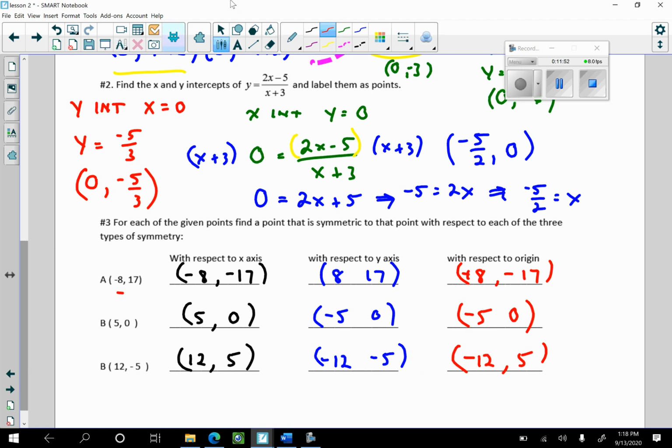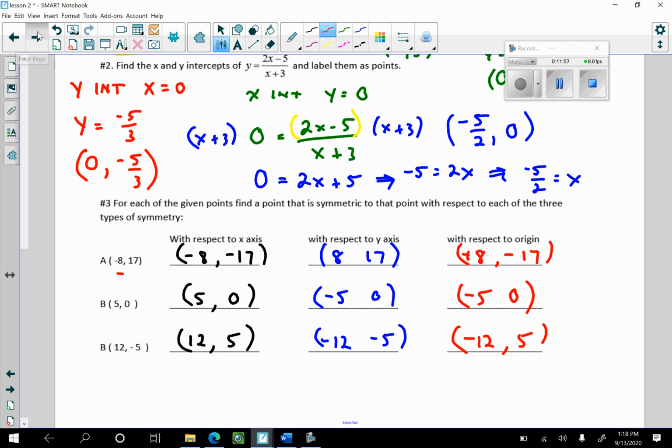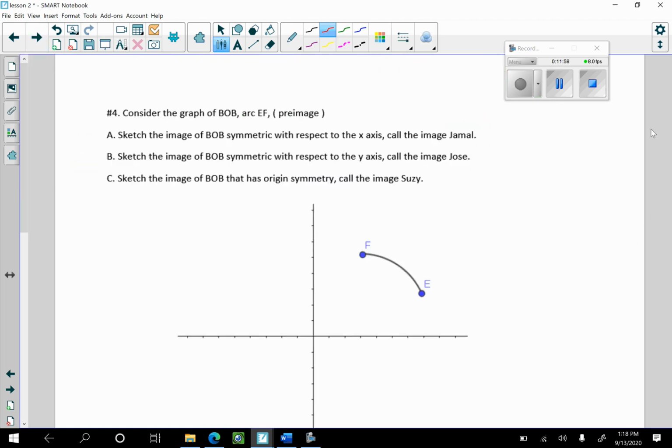And now we're going to use that, and we're going to come down here and do some reflections. We're going to consider the graph of Bob, which is an arc EF. So we're going to call him Bob. And we're going to label those points. I'm going to find out what the coordinates of E and F are. Well, the coordinates of E are 1, 2, 3, 4, 5, 6, 7. This point right here is 7, 3. And this point right here, F, is 3, 7.